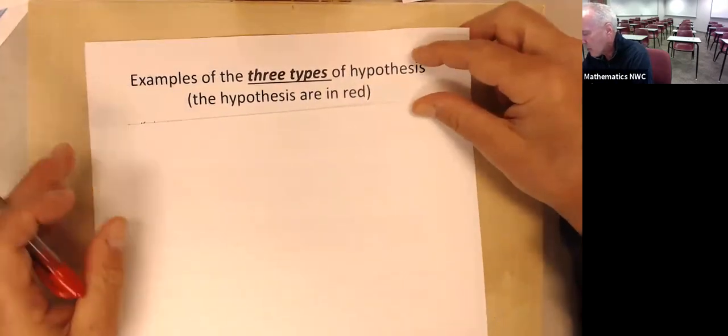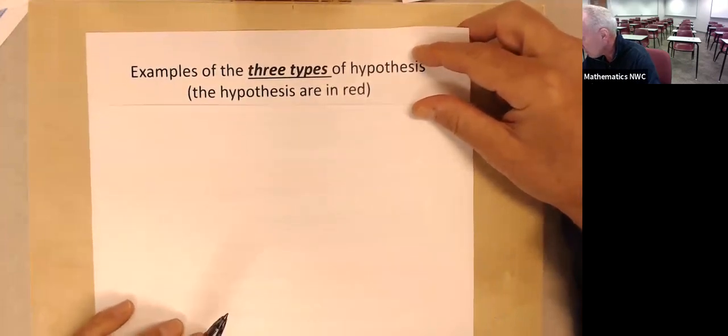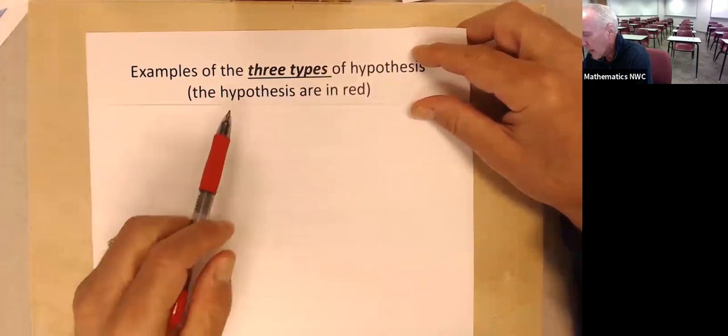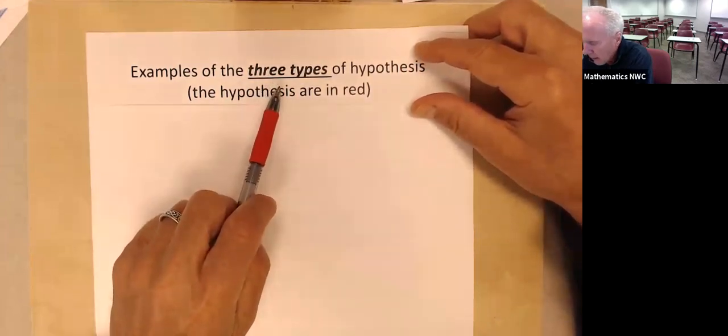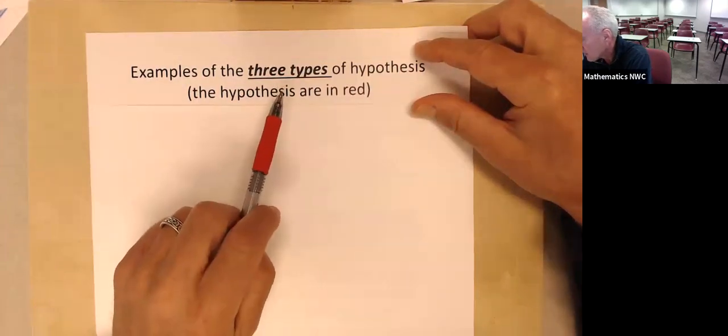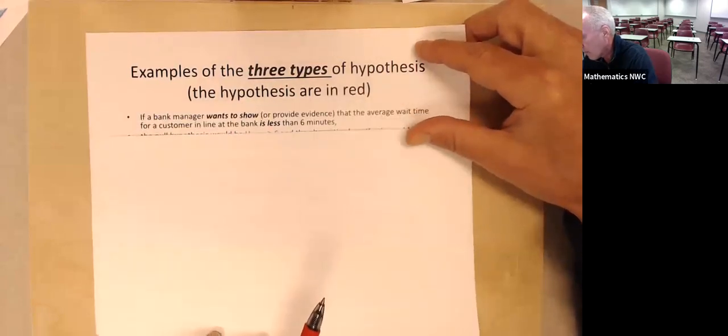Next, I would like to go away from that page of notes for a little bit. We'll come back to it. But we're going to look at 3 types of hypothesis, both null and alternative pairs. Okay, so 3 types. Here's the first type.